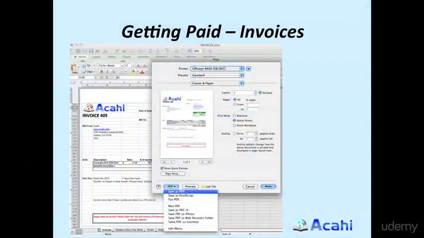So once I've added all this information, all I do is click Print and choose the option Save as PDF. This gives me a nice PDF file without the row and column lines that you see in the Excel file, so I can send it off to the client.